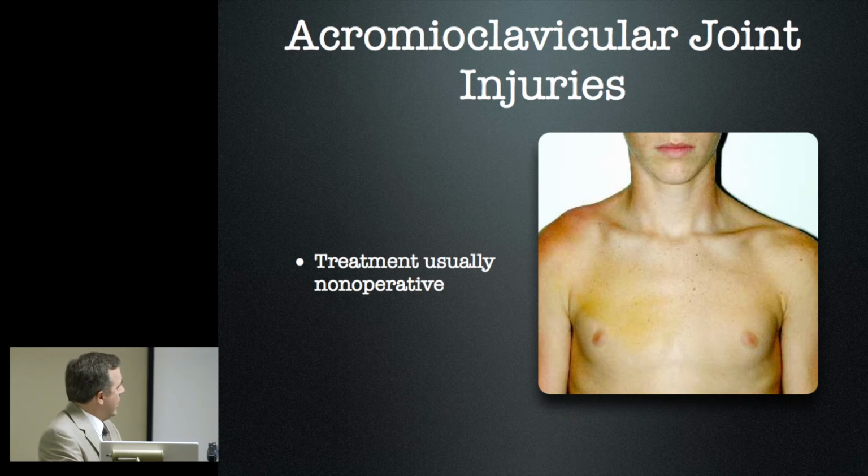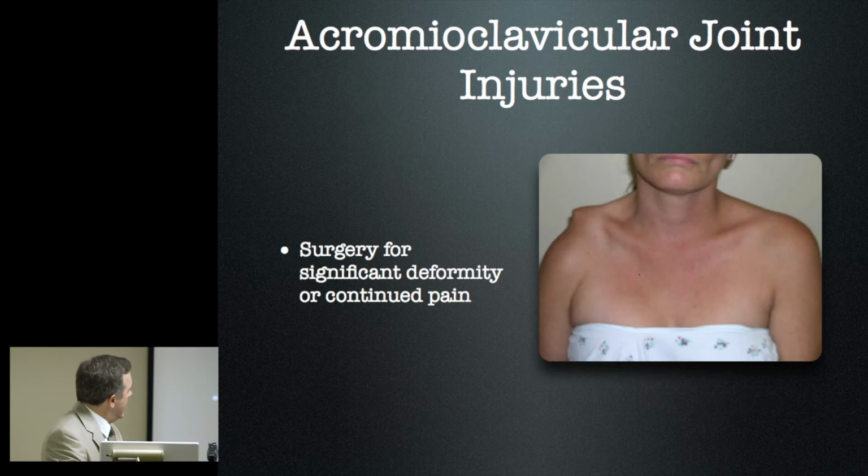This gentleman was playing rugby and dislocated his joint. He's probably going to do fine without surgery. This young lady doesn't like the way it looks. And that may be more of a type 5 dislocation where it's severely injured, the ligaments are torn, and that clavicle is going up into the muscle. And that's something we're going to repair.